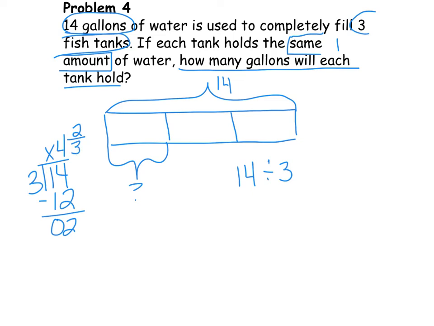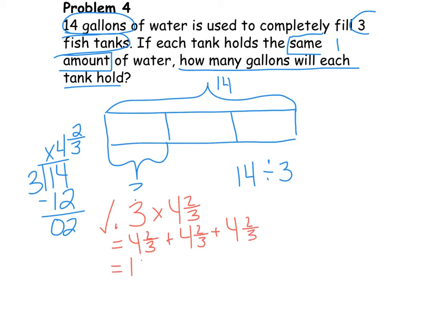So now let's check it. Make sure we're right. So we're going to start with 3 times 4 2/3. Well, I'm going to convert that into addition. So we have 4 2/3 added 3 times. So 4 plus 4 plus 4, I know is 12. 2/3 plus 2/3 plus 2/3. Well, the denominator stayed the same, so that's nice. 2 plus 2 plus 2 is 6.